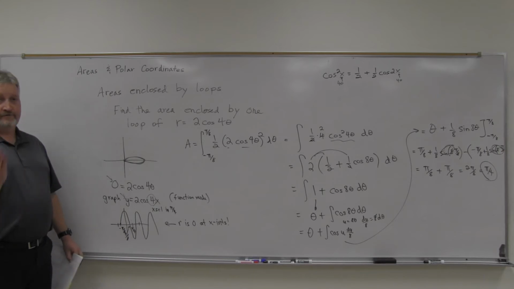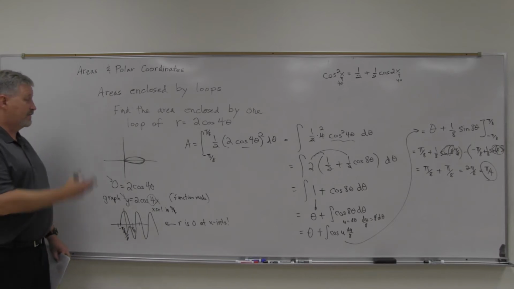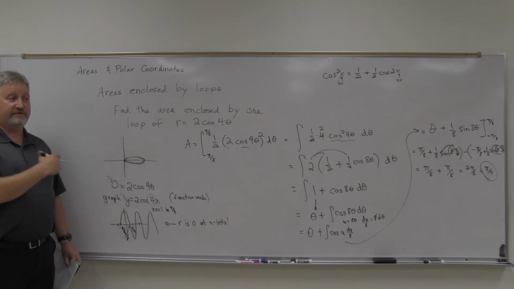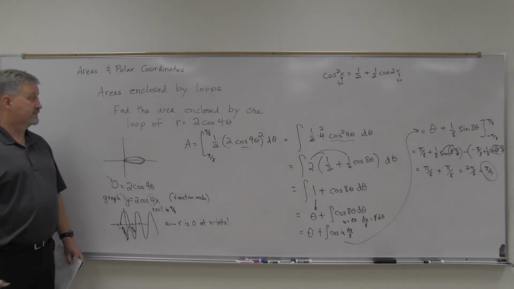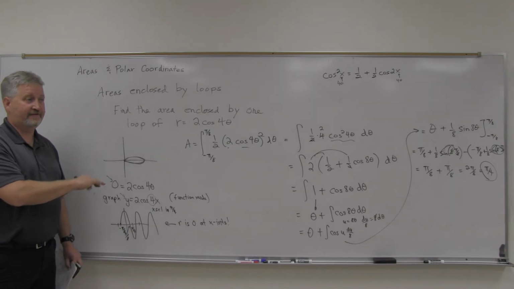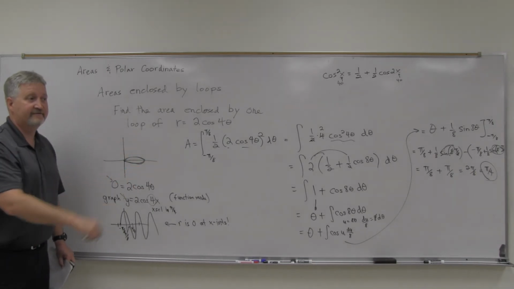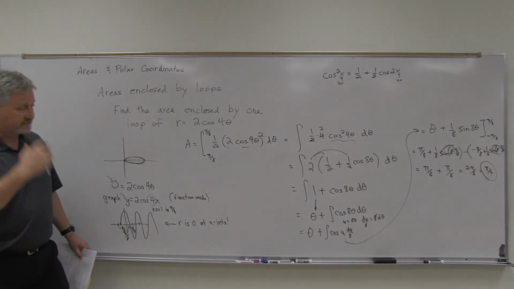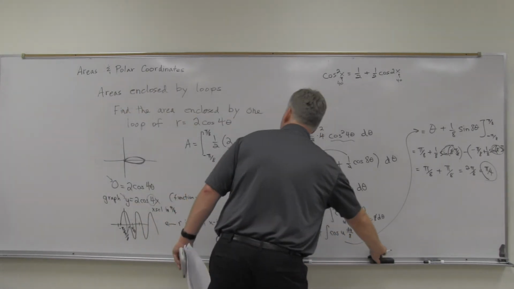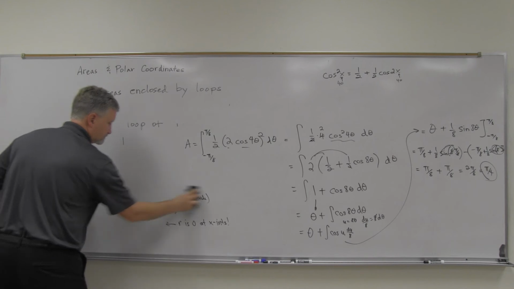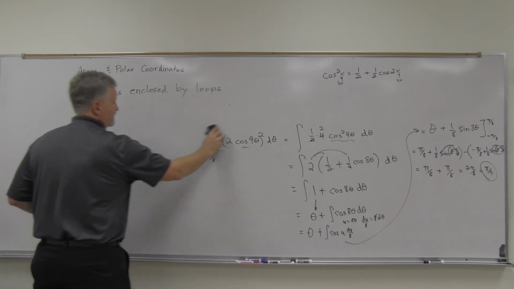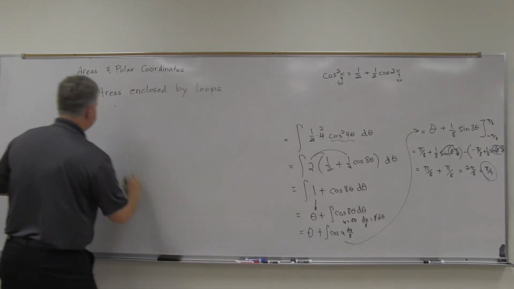Well, now, that's one loop. If I wanted the area of the entire thing, all of the loops, well, it was 8 loops, so I would just multiply that by 8. So get one loop multiplied by 8. That's what we're going to do in this next one, just find the total area of these loops. And we'll do another one just to get the process down.